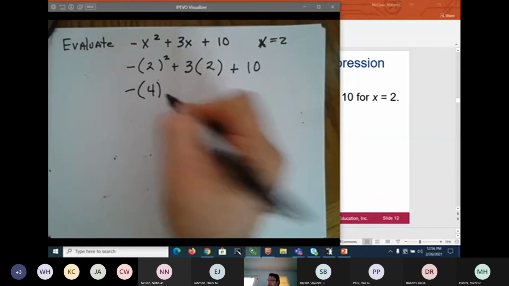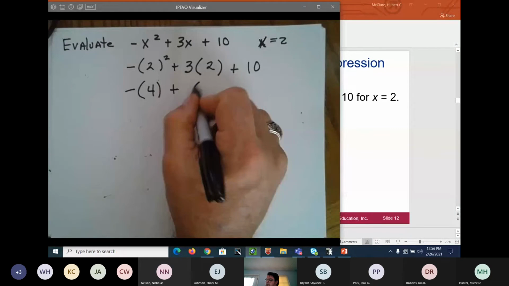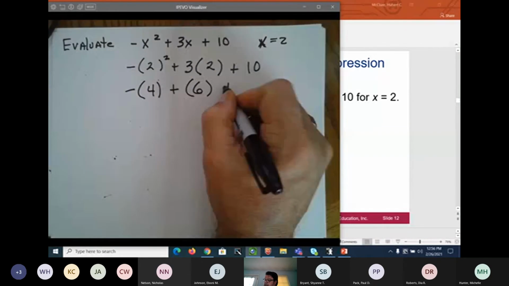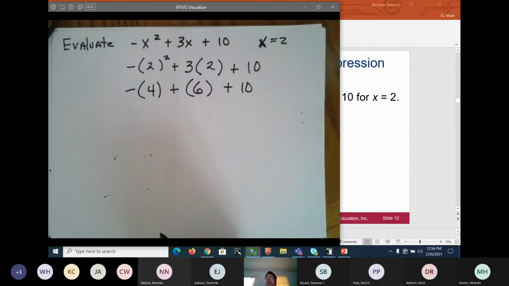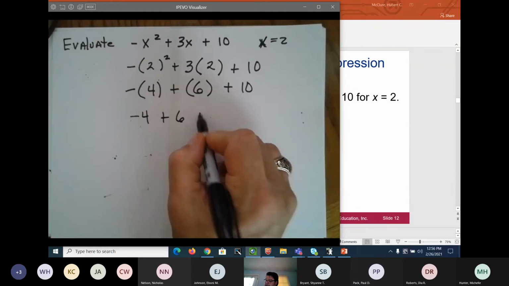Negative 4 plus 3 times 2 is 6 plus 10. Now, I want to be fair. I'm only talking about 60 to 70% of the male population. There are some males out there that aren't stupid until they're 35 years old. Yeah, but I do parentheses. I'm sorry, what, Mr. Pack? I said I do parentheses. Good job. Negative 4 plus 6 plus 10.